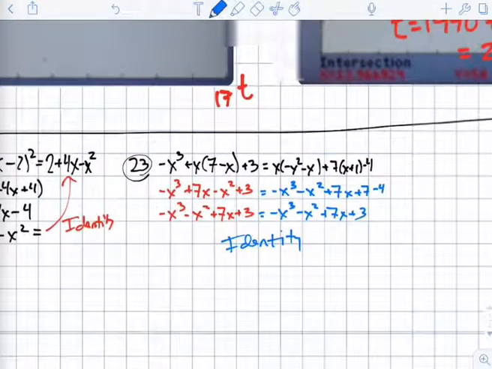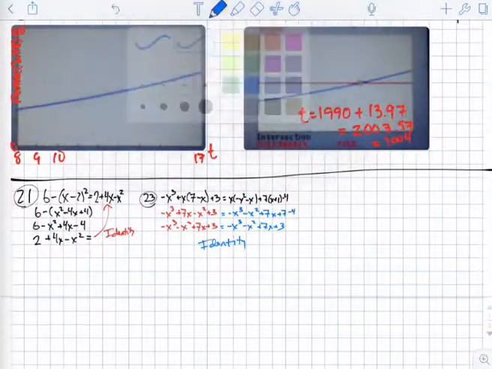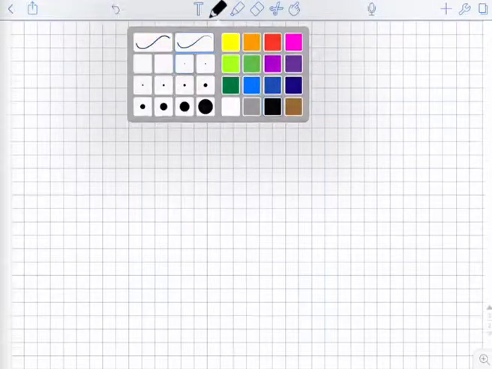Okay, that's 21 and 23. Those go together. Coming down to the next one. Solve the equation if possible. Check your solutions. This is 25.